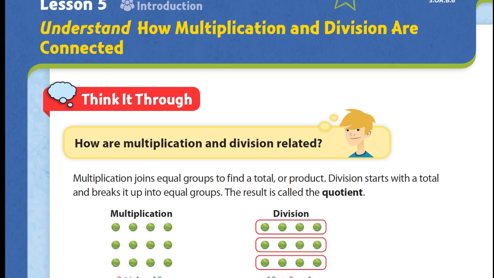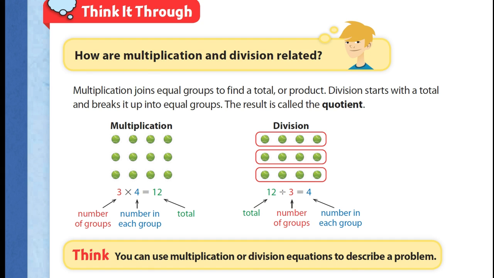Okay, we're still in unit 1, but this is lesson 5. We need to understand how multiplication and division are connected. How are they related to each other? If they're similar, just like addition and subtraction, they're related to each other. Okay. So it says, how are multiplication and division related? Let's look at what they have.